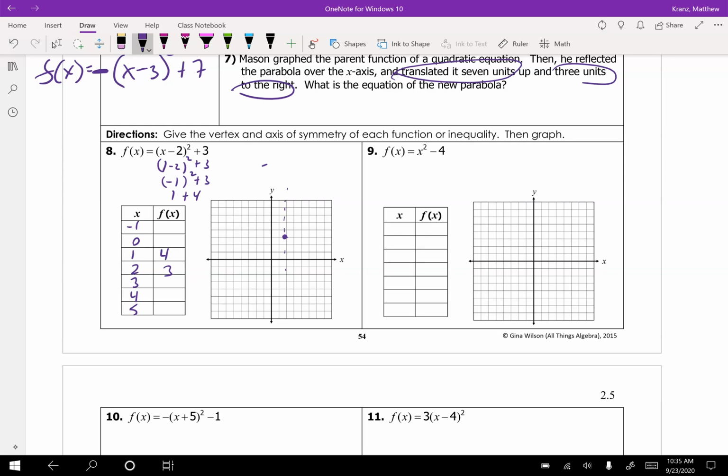So that's my 4. All right, let's go ahead and try 0. 0 minus 2 squared, well, that's -2 squared plus 3 is just going to be 4 plus 3 is 7. So now that'll be 7. -1: x minus 2, -1 minus 2 squared is -3, all squared, and that's always plus 3. So that's 9 plus 3 is 12.